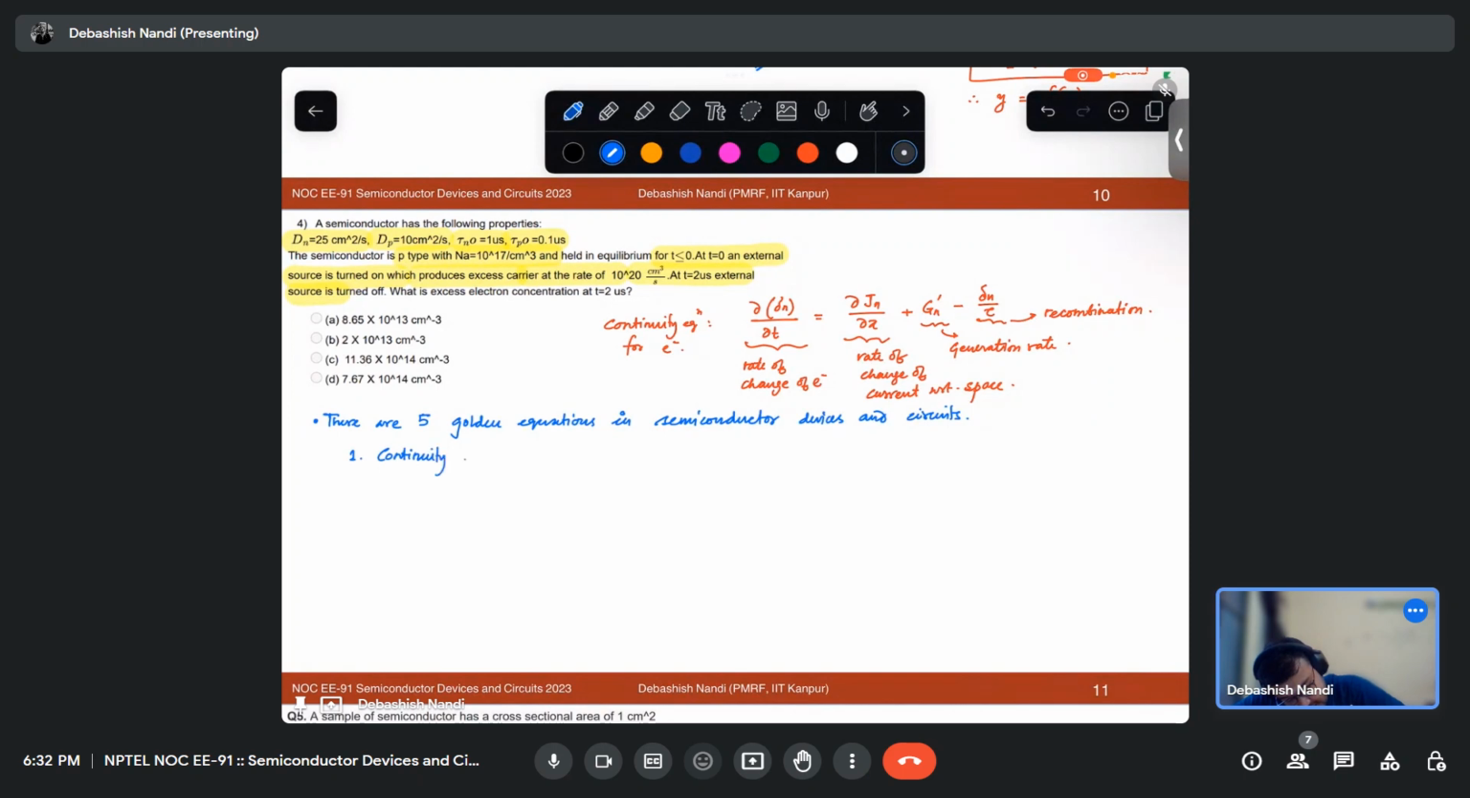Continuity equation of electrons, continuity equation of holes, current equation of electrons, current equation of holes, and Gauss's law. Okay, these are the 5 equations.